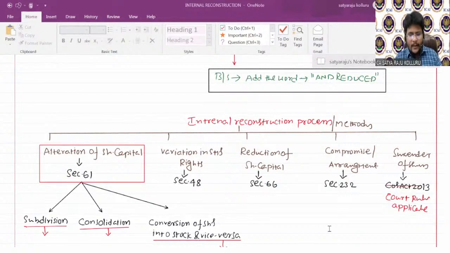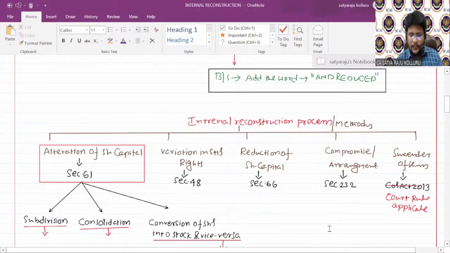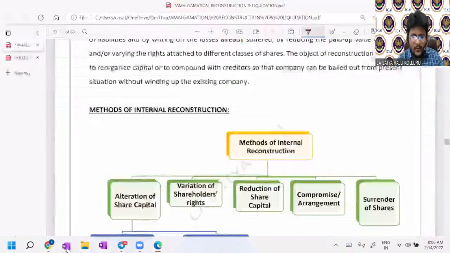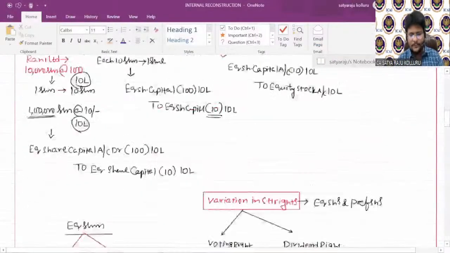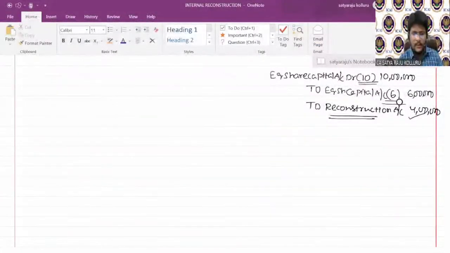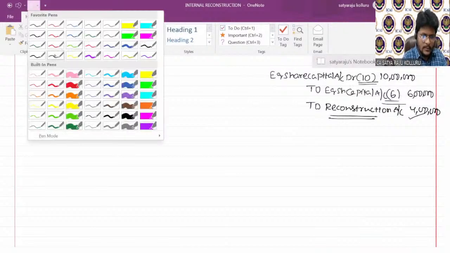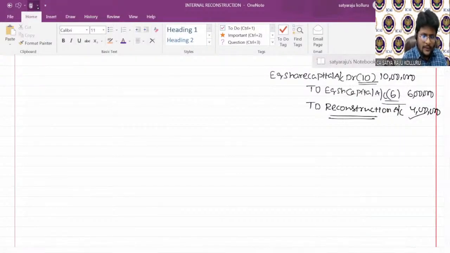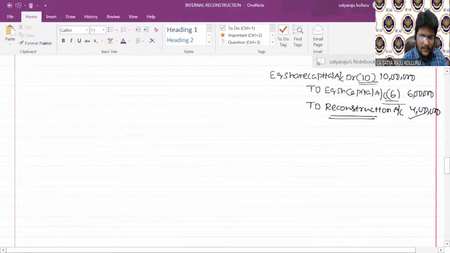Right, guys, welcome back. We completed up to reduction of share capital, right? So the next concept is compromise or arrangement. Please all of you concentrate. This concept is very important. If you can understand the concept of compromise or arrangement, nothing else is difficult in this chapter.